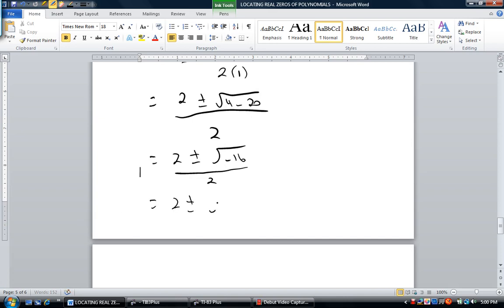Square root of negative 16. Oh, I don't need that. You know why I don't need that? Because 16 is a perfect square of 4, and the minus sign comes out as an i. So the square root of negative 16 is 4i, all over 2.